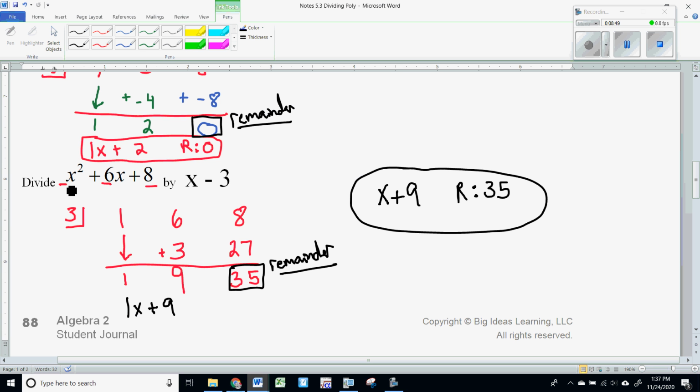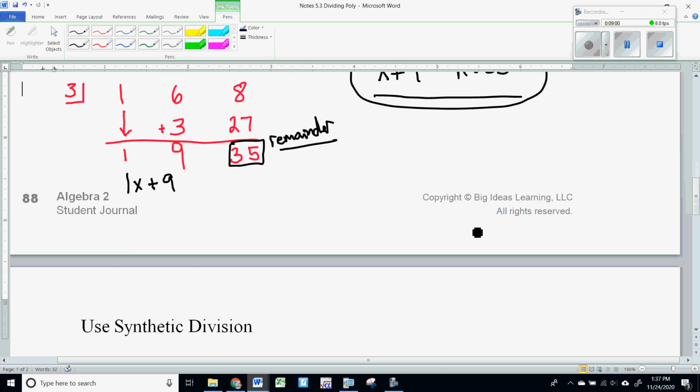So if we take x squared plus 6x plus 8 and we divide by x minus 3, there is our answer. Let's look at some more.